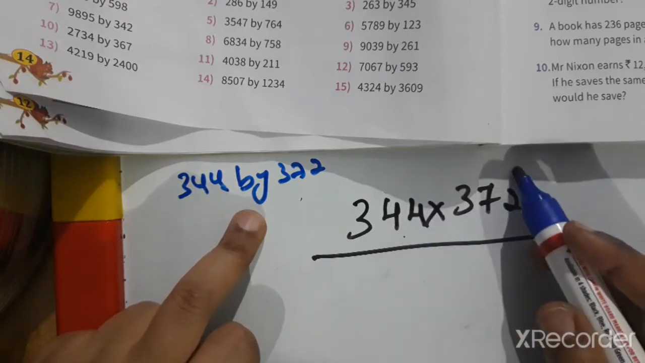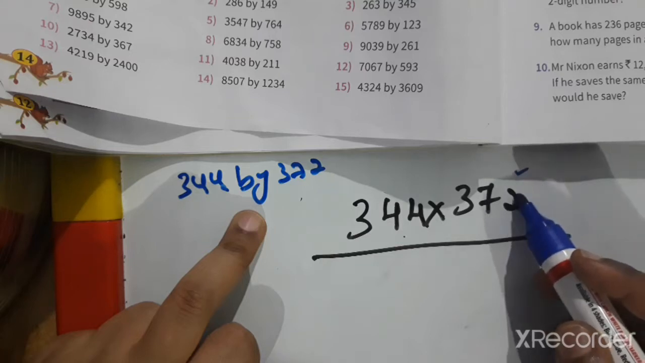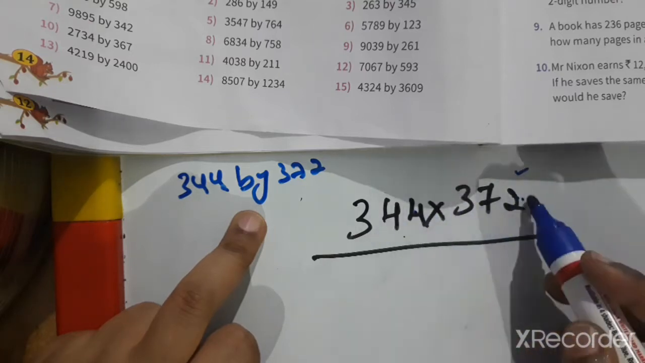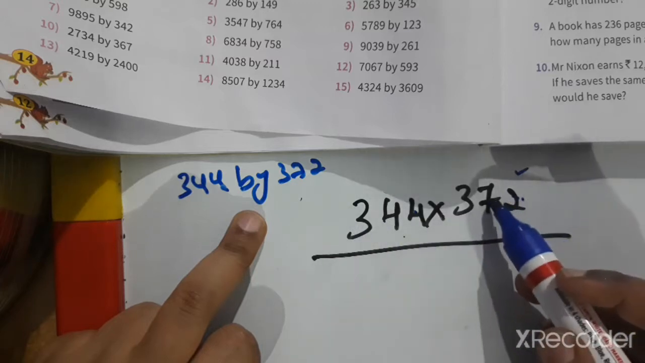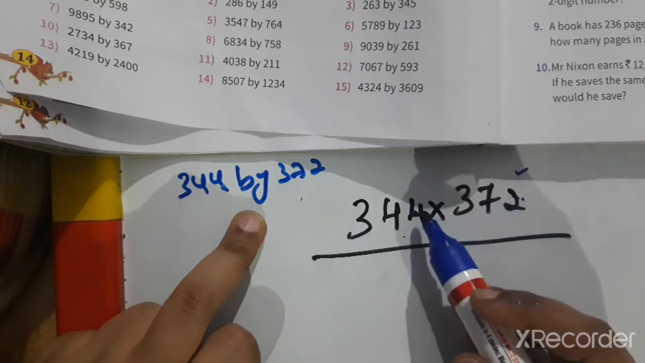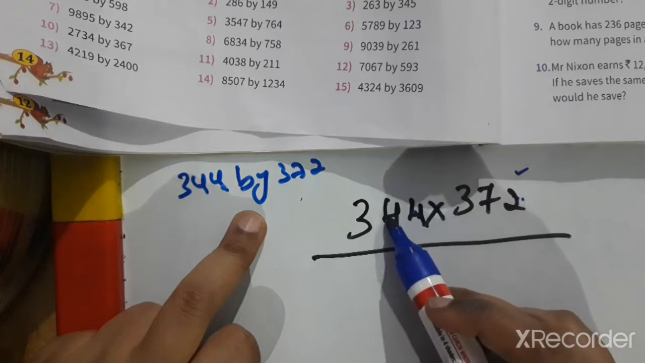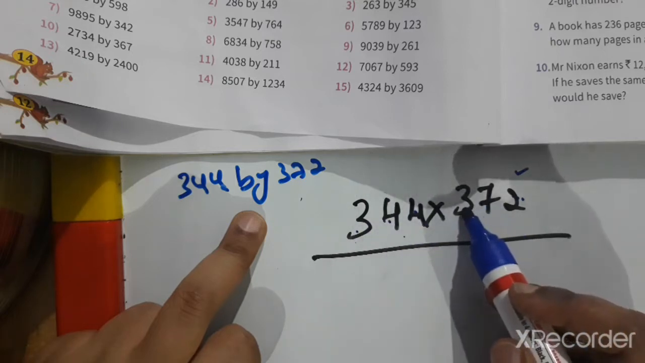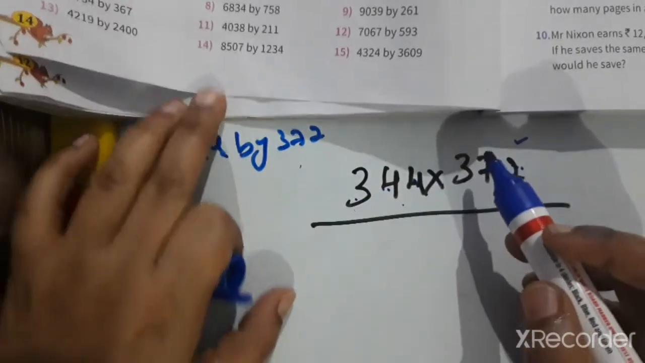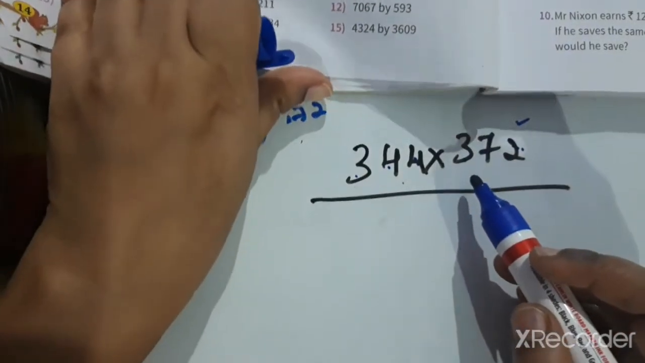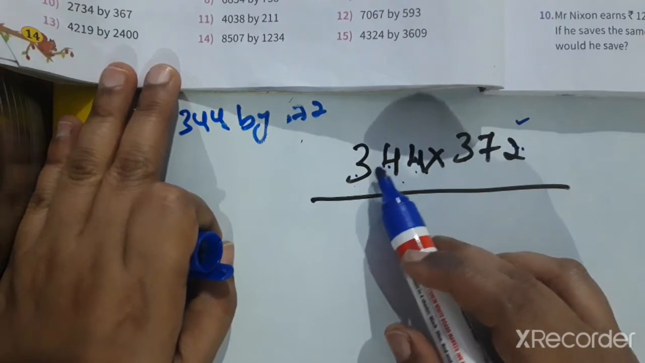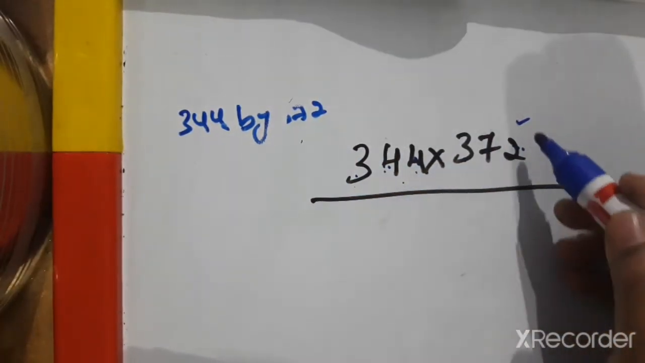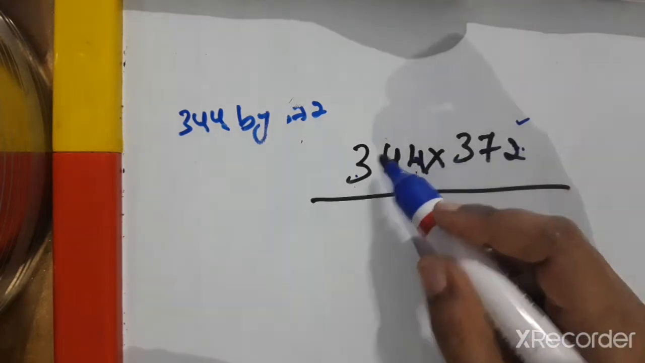With the right side number we have to multiply: with 2 we multiply each number, first line, and 7 with each number in the second line. With 4, with 4 again, and 3 with each number in the third line, 3 into 3, 3 into 4, 3 into 7. Now 2, multiply 2 with each number, children.